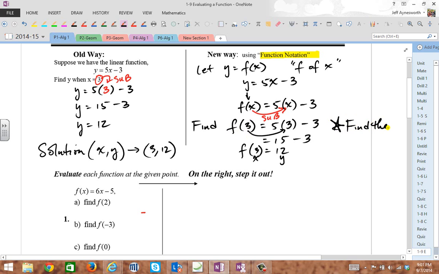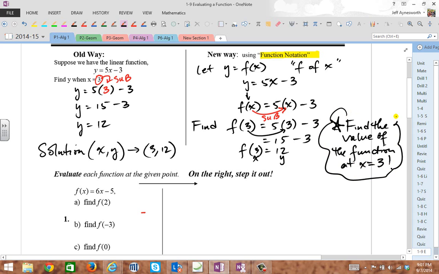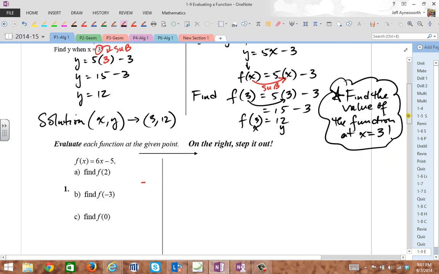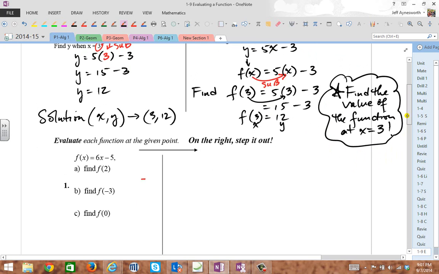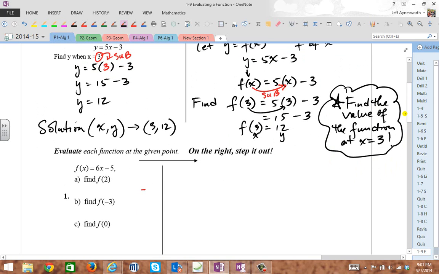Find the value of the function at x equals 3. That's what we're doing here. All right, so let's highlight that. F of 3 means find the value of the function at x equals 3. So let's get some experience here, because that's exactly what you need, and work with a bunch of different functions at many different values of x.